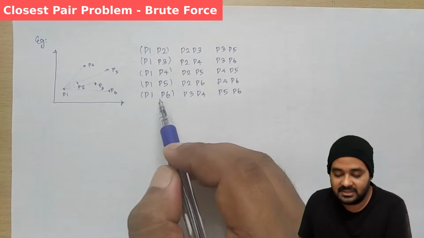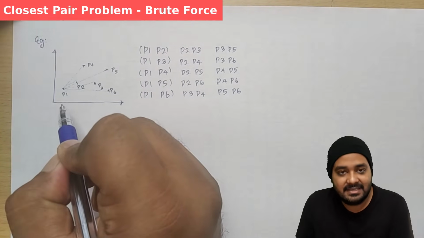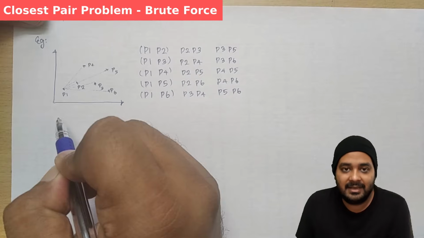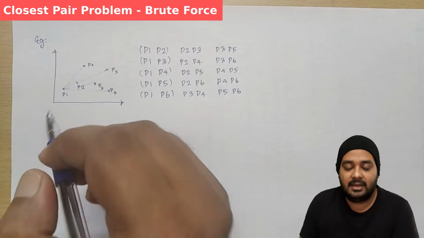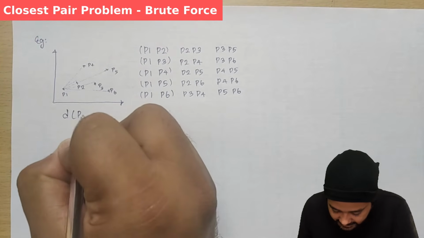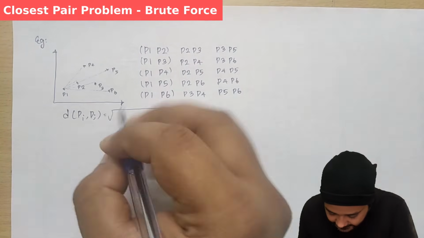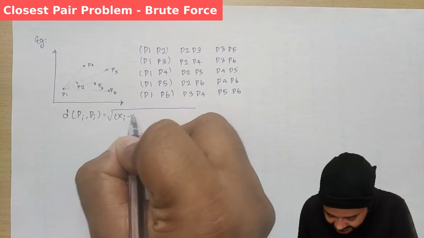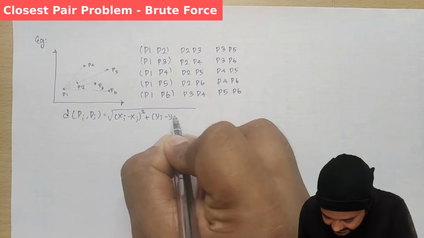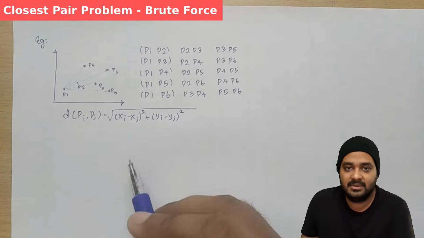Likewise we have to calculate the distance between these points. Since it is represented in the form of a plane, how will we calculate the distance? We will use the normal mathematical formula for identifying the distance between them. The distance between point Pi and Pj will be calculated as the square root of (xi minus xj) the whole square plus (yi minus yj) the whole square. This is the basic mathematical formula we use for calculating the distance between 2 points.